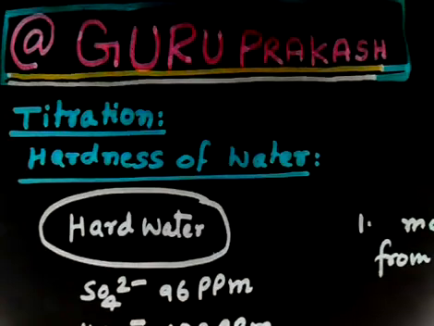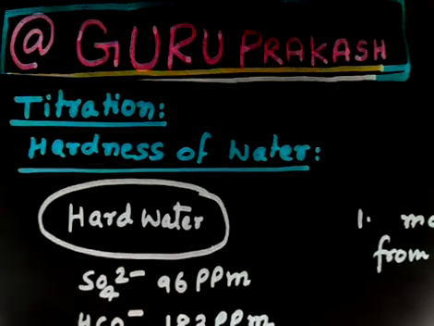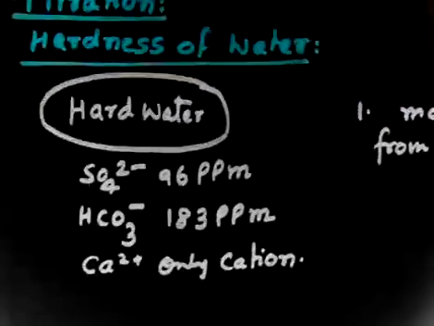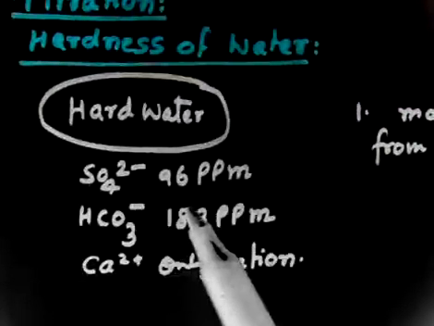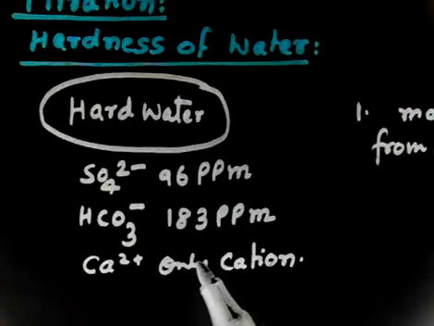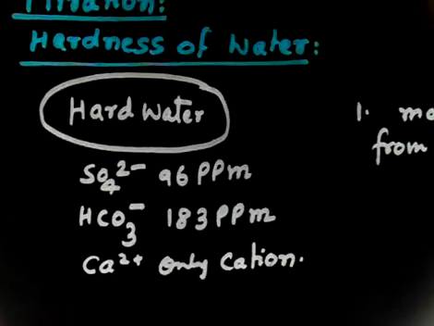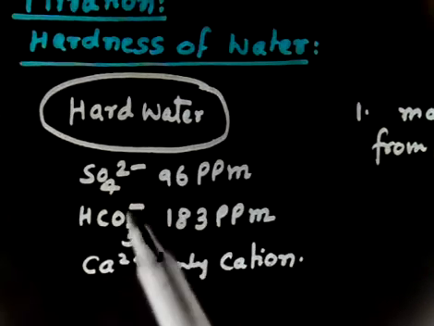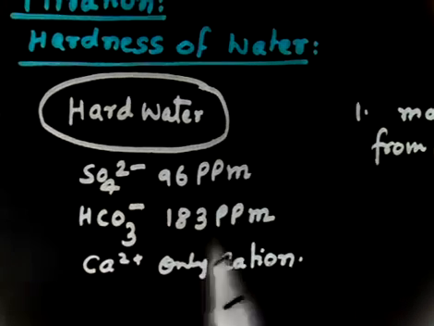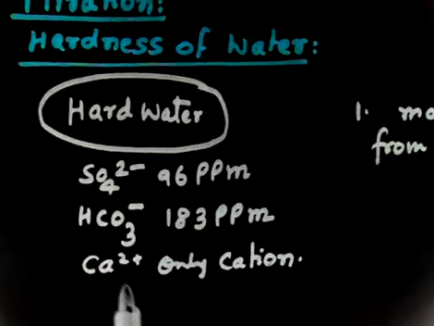Okay, this problem is related to hardness of water. A sample of hard water contains 96 ppm of SO4 2-, 183 ppm of HCO3 minus, and Ca2+ as the only cation. This means anions are balanced by the cation, that is Ca2+. So I will have in solution CaSO4, you can call.